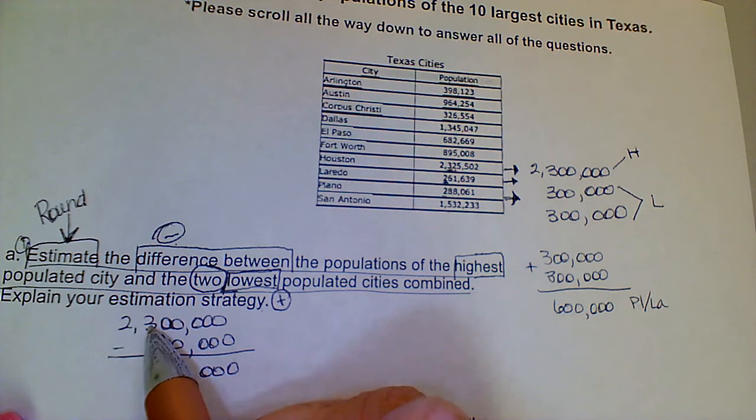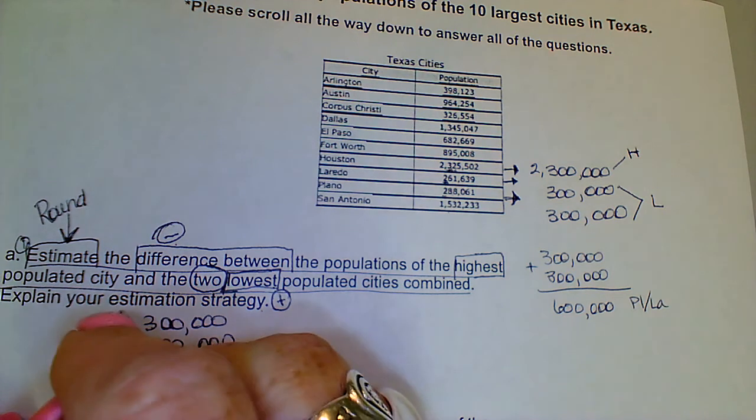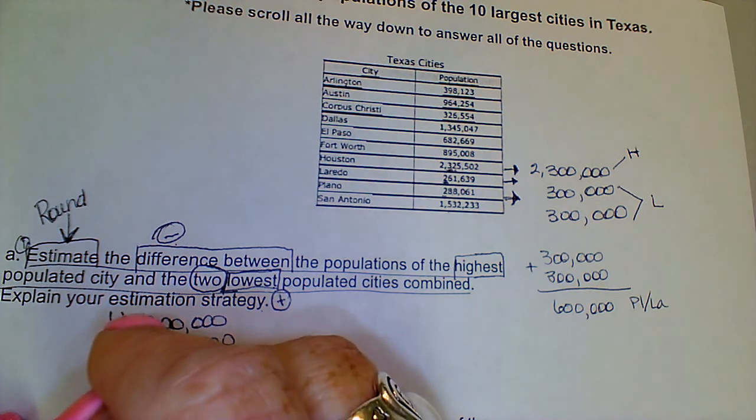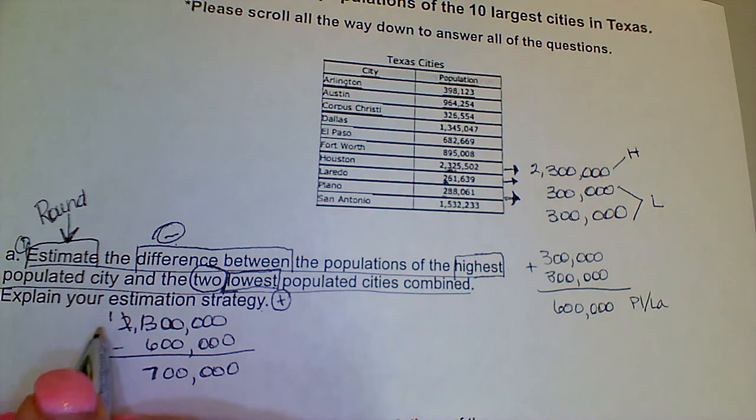But can I take 6 away from 3? No. So what do I do? You take 1 from the 2, 10 from the 2, and we now have 13. So if I have 6, and I count to 13, what do I get? 7. This 1 has nothing to take away from it, so we just bring it down. So our estimated difference is 1,700,000, correct?